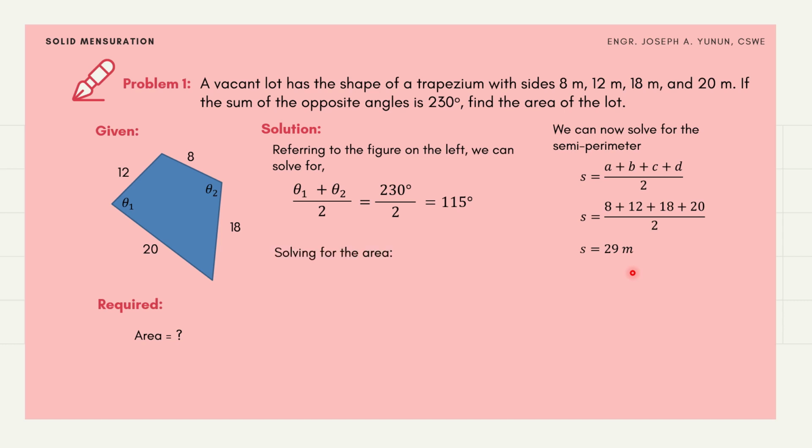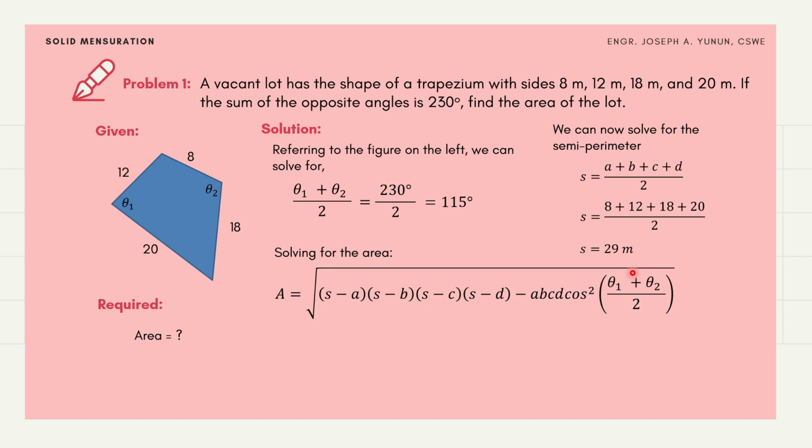And solving for the area, you can use formula 3. The third formula under quadrilateral has this form. Now we substitute the given values: S as 29, then A, B, C, and D are the sides of the trapezium or quadrilateral. Then the product of A, B, C, and D, times the square of cosine of our angle. This one is 115 degrees.